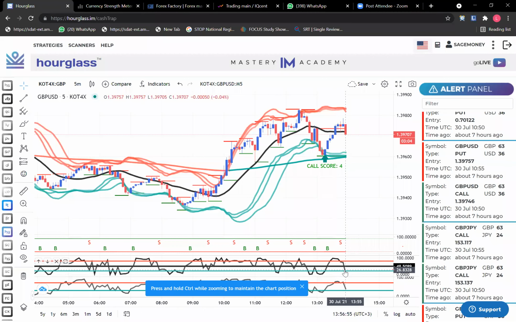Now, if you're looking for buys and this price line here is up here, do not take that trade. You're basically waiting for this line to come down and you're looking for an entry at that point in time.